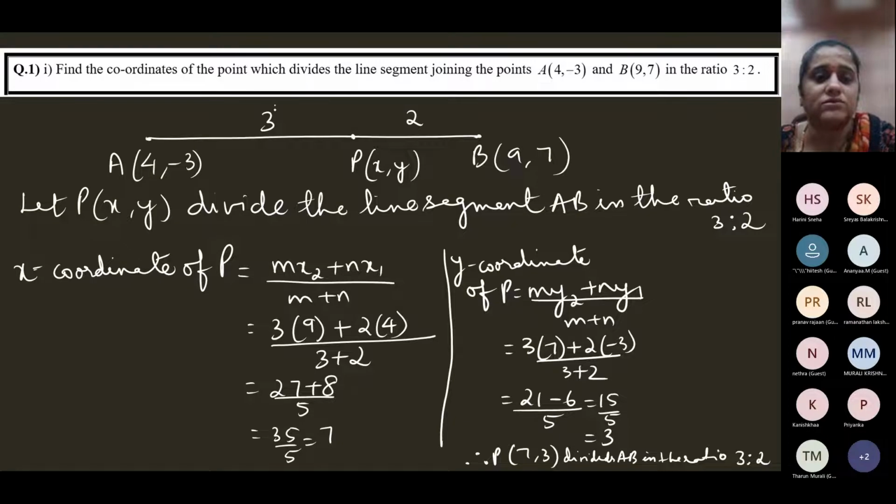So this is m, this is n, this is x1, this is y1, this is x2, this is y2. It's not 3 to the power m, children. That's m. 3 is m, 2 is n, just for your reference. You don't have to write m. You don't write this. I'm just telling you that m is 3, n is 2. Don't write it here. This is x1, y1, and this is x2, y2.